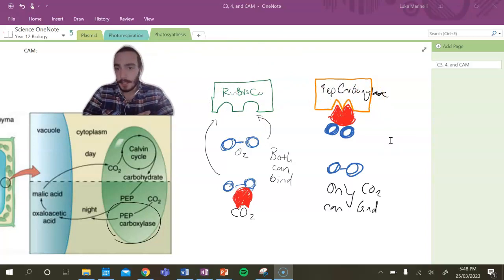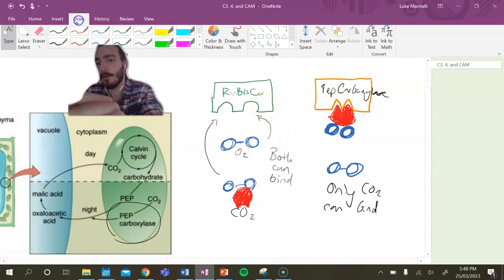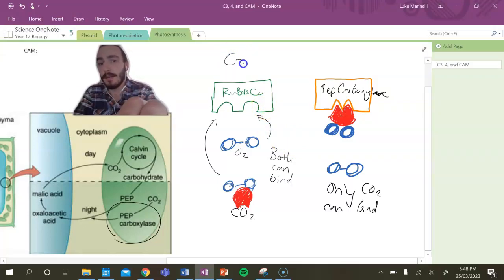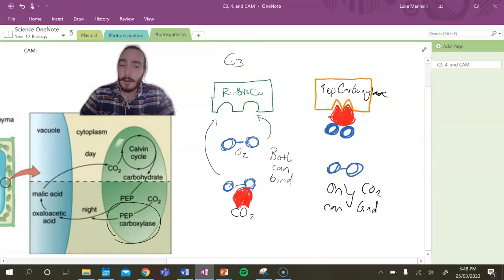I've changed the shape of CO2 here to really drive home the point that Rubisco in C3 plants is at danger of photorespiration because oxygen can bind to Rubisco just as CO2 can bind to Rubisco. And remember, all three of them have Rubisco, but Rubisco exists in a different cell type in C4 plants and is used at a different time of day in CAM plants.